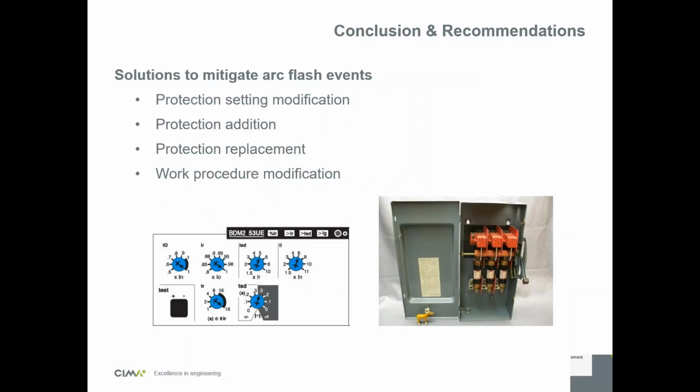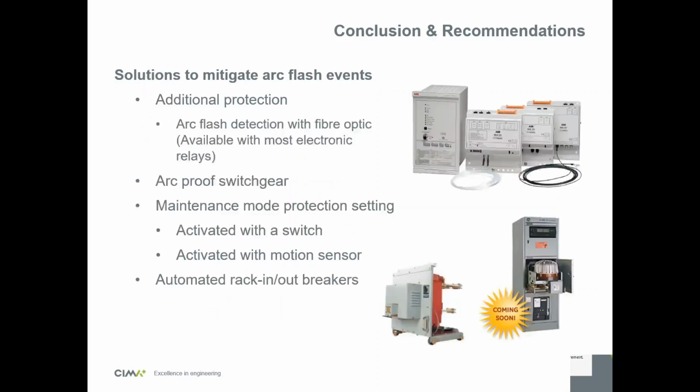Then here are some tips that you can use to mitigate arc flash events. You can change the settings of your protection devices. For example, here in the bottom left, it's an example of the settings for a breaker. So you can adjust the breaker settings with a protection coordination study to make sure that you maintain proper coordination. You can add more protection to reduce the arc flash energy. You can replace protections with quicker ones. You can also modify your work procedures.